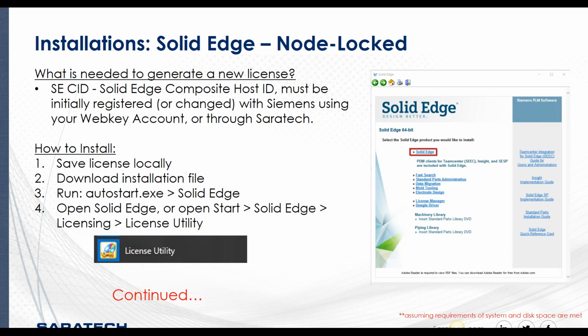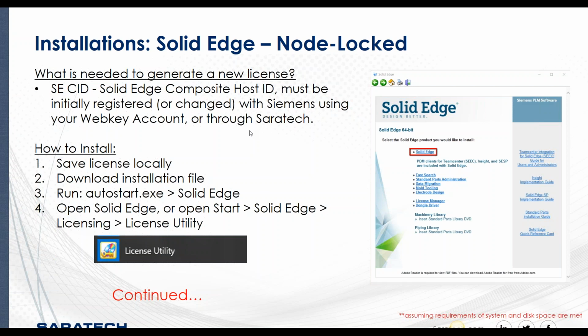So going on to Solid Edge. Solid Edge for Knobloch, the one thing that you'll definitely need is a Solid Edge composite CID. And that, like we said, you can find through its own program, the license utility. But make sure you register it using your WebKey account through Saratech.